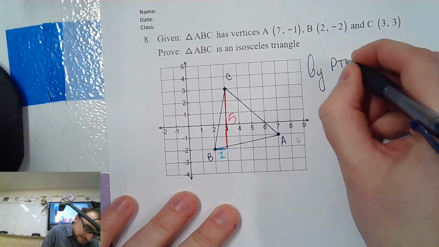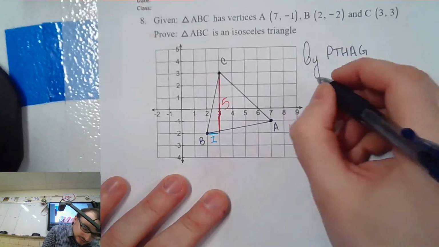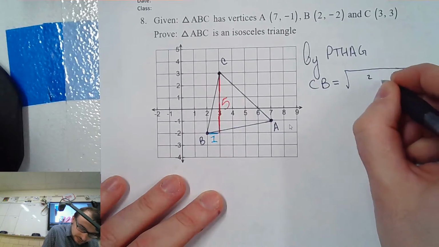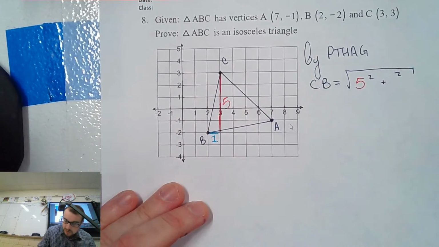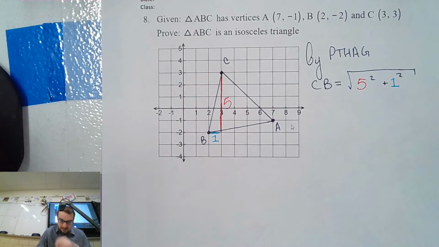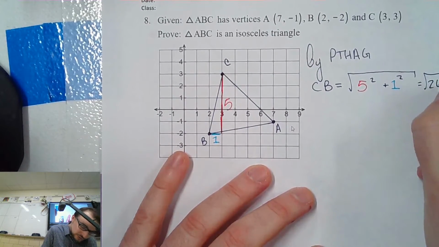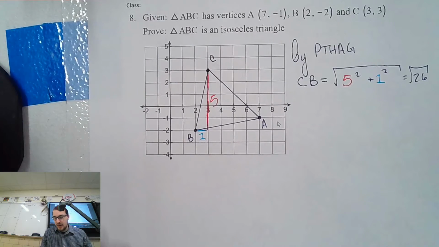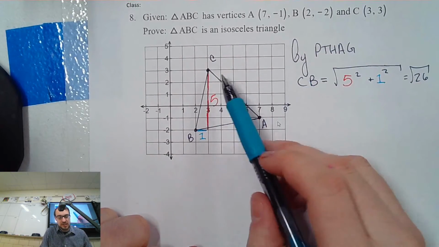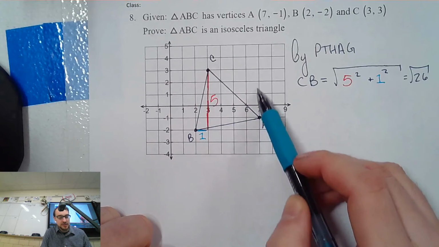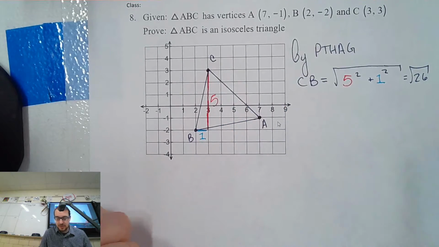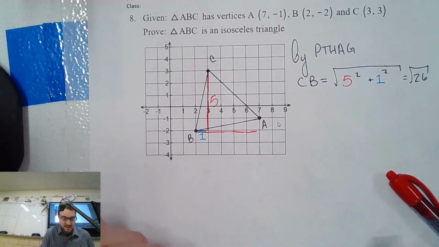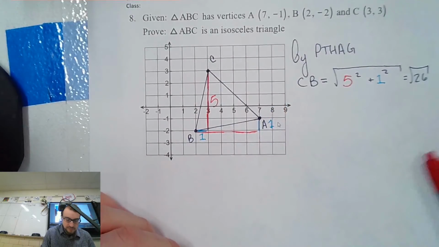So I'm going to write, by Pythag, CB equals the root of 5 squared plus 1 squared, which is going to equal root 26. 25 plus 1 is 26. And I'm not going to waste my time with CA, because look, CA, if I were to make it into a right triangle, is a 4 by 4, right? That's not the same as this. But I do notice that BA is a 5 by 1. So they're going to be the same, right?